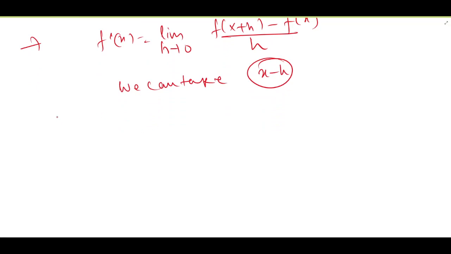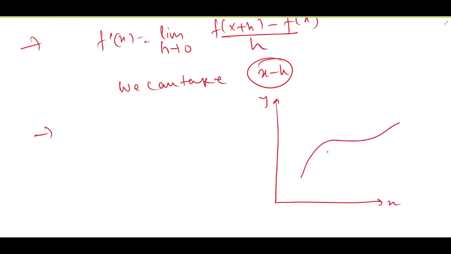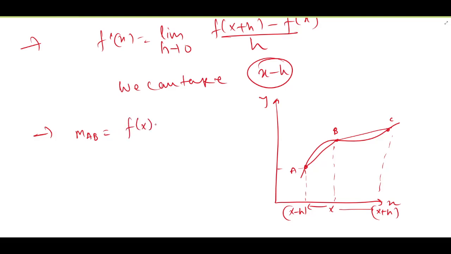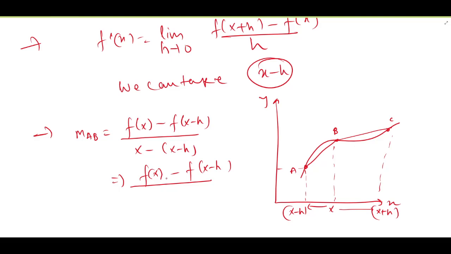So here we will also take the same approach. This is a graph of f of x, and suppose this is point A, this is point B and this is point C. Suppose point B is x, point C is x plus h, and point A is x minus h. So by the method of slope, m of AB is equal to f of x minus f of x minus h divided by x minus (x minus h), which is equal to f of x minus f of x minus h divided by h.